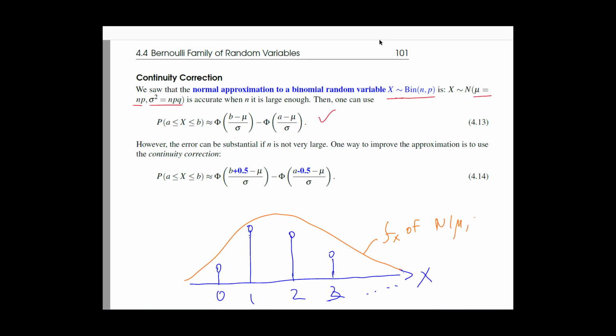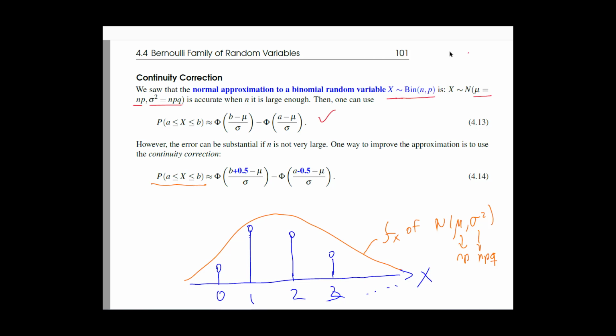Mu, sigma squared. But again, mu is np, right? And sigma squared is npq, because we're doing the approximation to the binomial. Very good. Okay. So let's think about the probability that we've been asked.